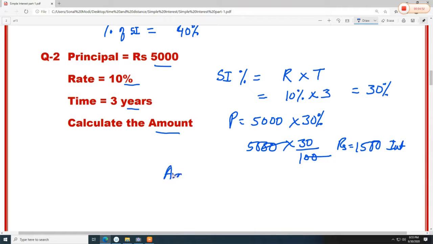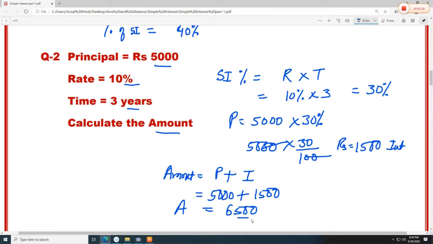Now this 1500 is the interest amount. We have to ask what is the amount. Amount is principal amount plus interest amount. So 5000 is the principal amount, 1500 is the interest amount, so the total amount is 6500.